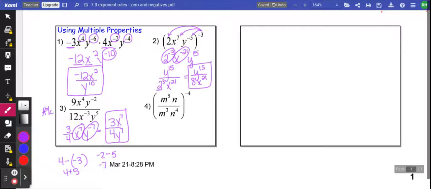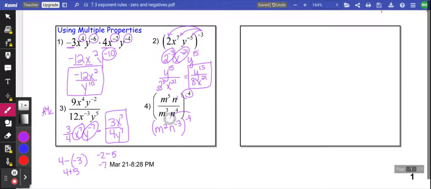Okay? All right, last one. I'm going to simplify first, and then I'm going to distribute our outside number. So again, division, so we subtract. So m's would be 5 minus 3, which is 2. N's would be 1 minus 4, and that would be negative 3. So n to the negative 3. I'm not going to move anything yet because I still have to distribute.